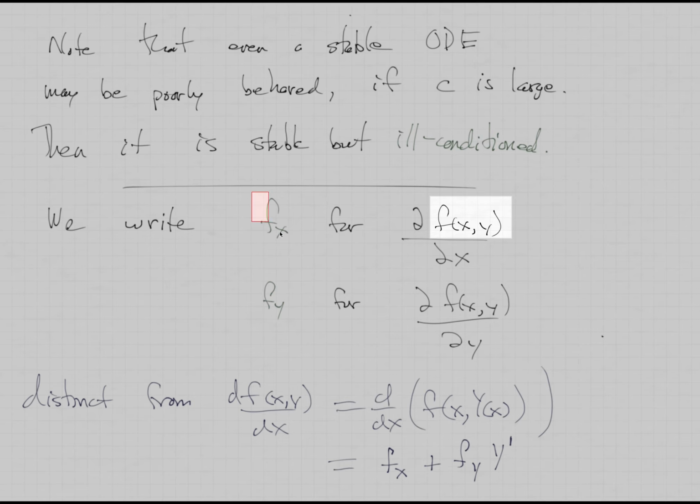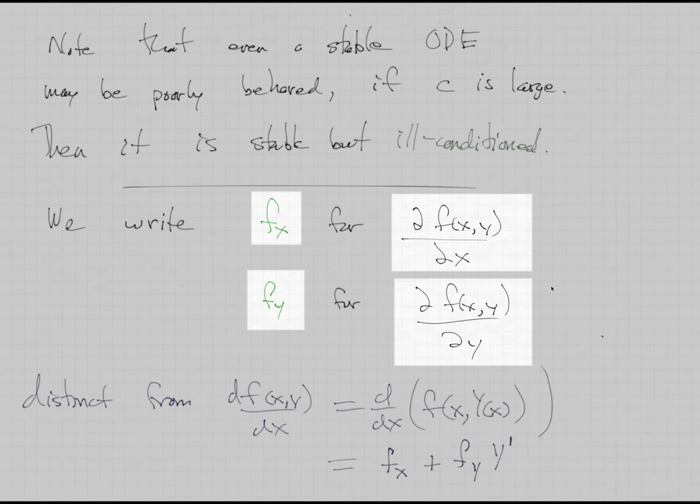I'm going to denote by f sub x the partial derivative of the f function with respect to its first argument. Okay? And I'm going to denote by f sub y the partial derivative of the f function with respect to its second argument. These are both distinct from the total derivative of f with respect to x.